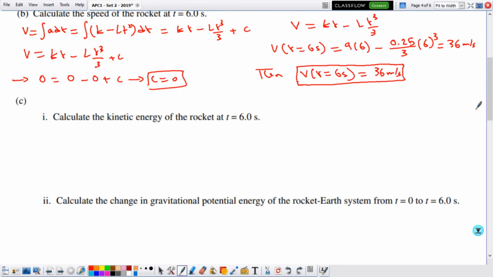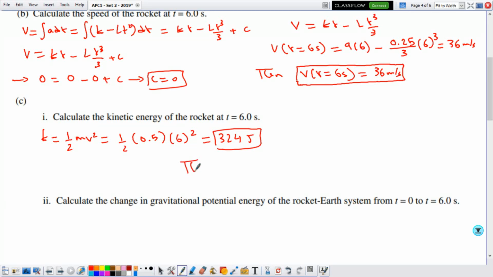Now in part C, idea 1, we need to calculate the kinetic energy of the rocket at t is equal to 6 seconds. We know that the kinetic energy is given by the quadratic term half mv square. The mass is given by 0.5, and at this particular instant the speed is given by 36. Plugging that on the calculator, we're gonna have a value of 324. Now kinetic energy is in joules, which means that the kinetic energy at this specific instant is given by 324 joules.